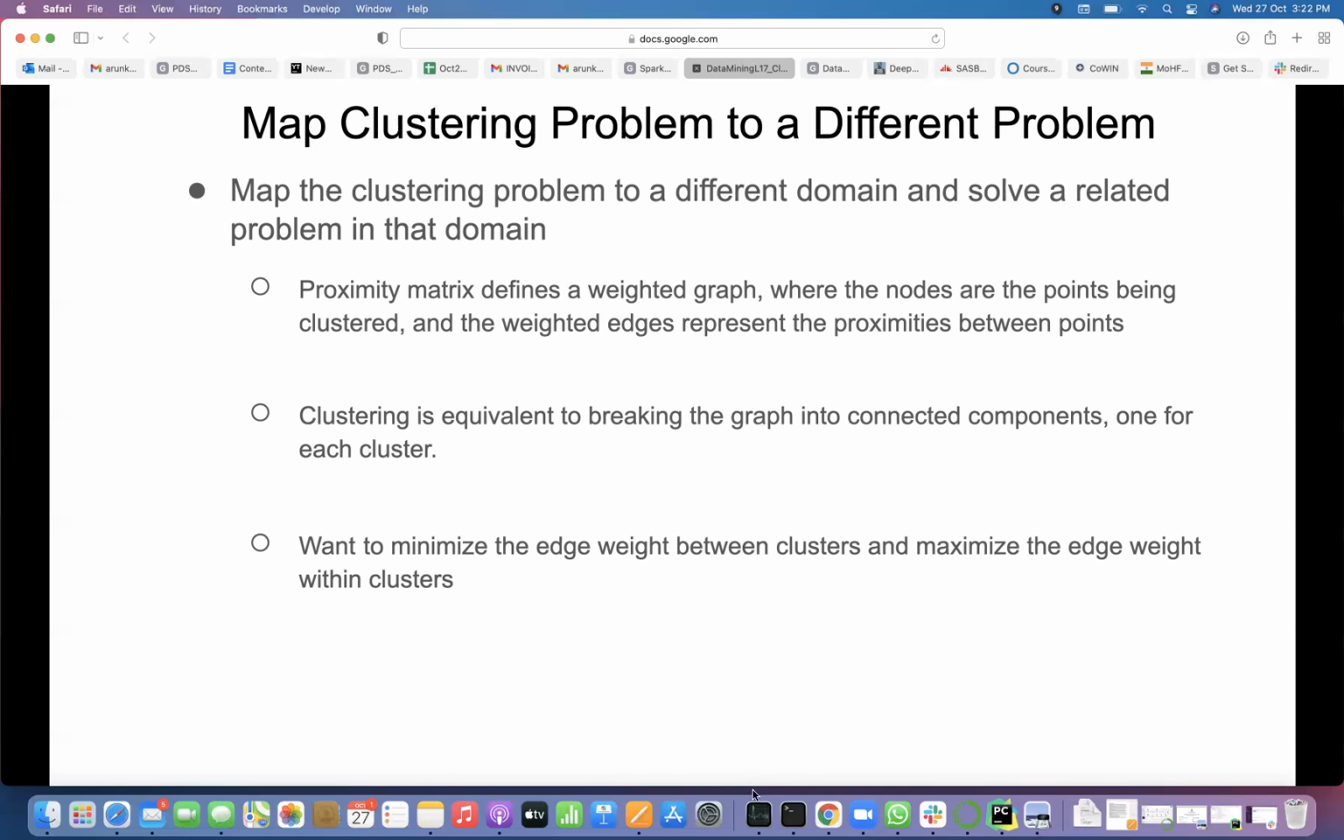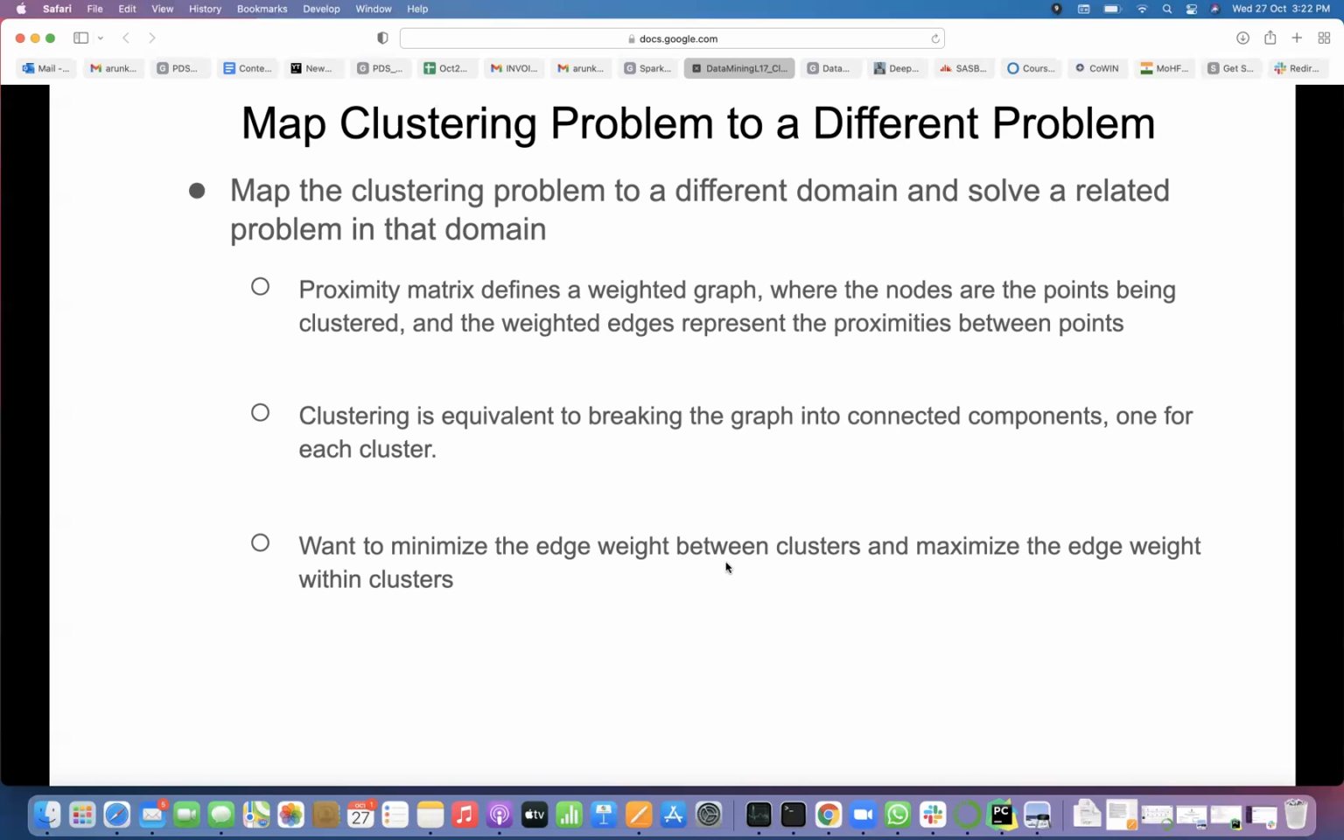Want to minimize the edge weight between clusters and maximize the edge weight within clusters. So one more way is to minimize the edge weight between clusters, whatever weights you get in a subgraph, and maximize the edge weight within clusters.